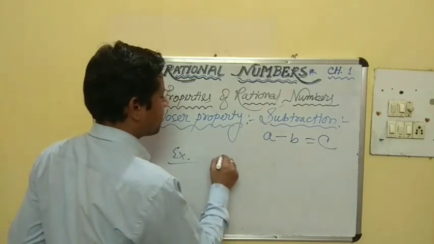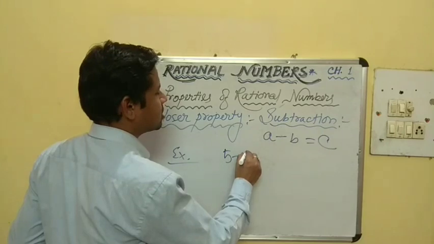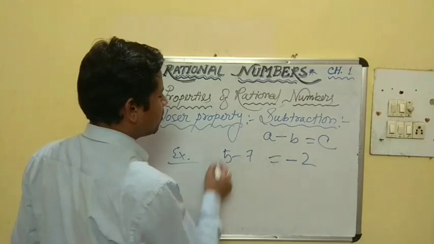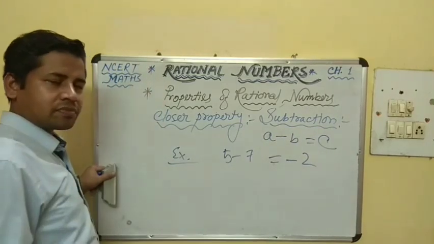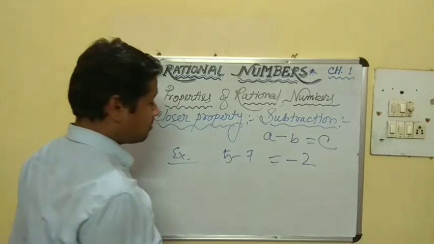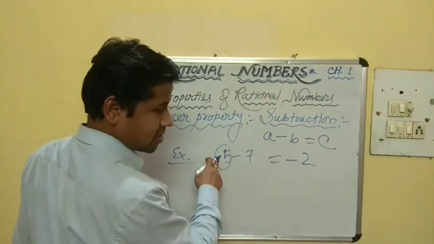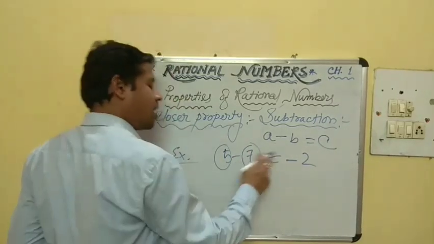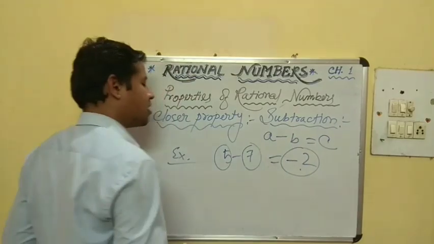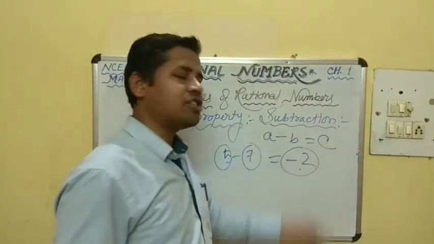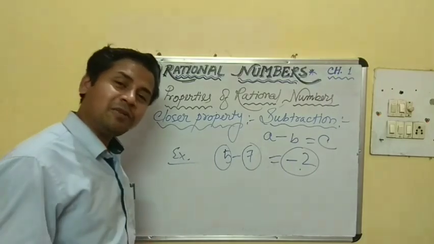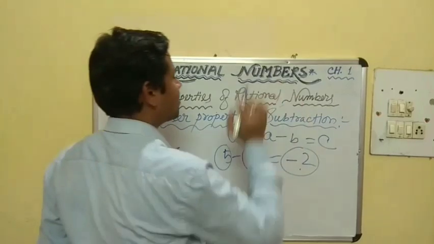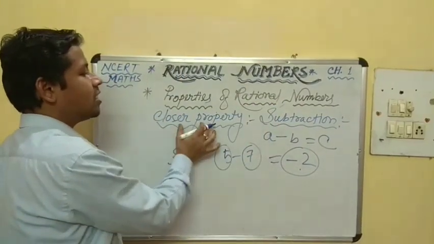Suppose I am taking 5 minus 7. We will get minus 2. I am taking whole numbers first because it is easy for you. Whole numbers are also rational numbers. So 5 is a whole number, it's a rational number. 7 is also a rational number, and minus 2, the result, is also a rational number. If rational minus rational equals rational, then we say that rational numbers are closed under subtraction.